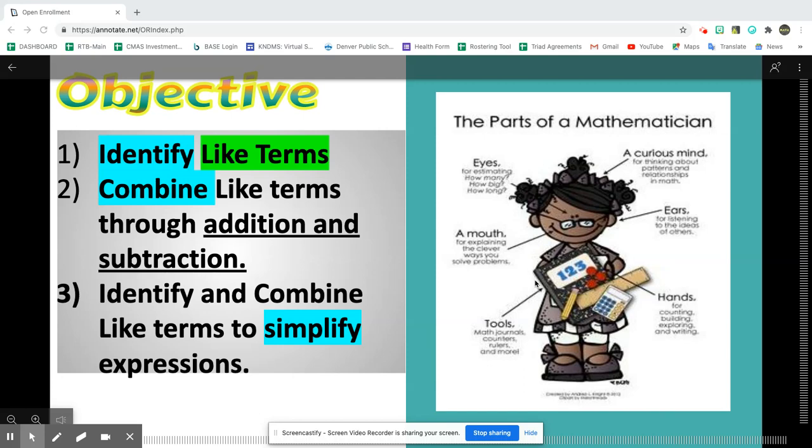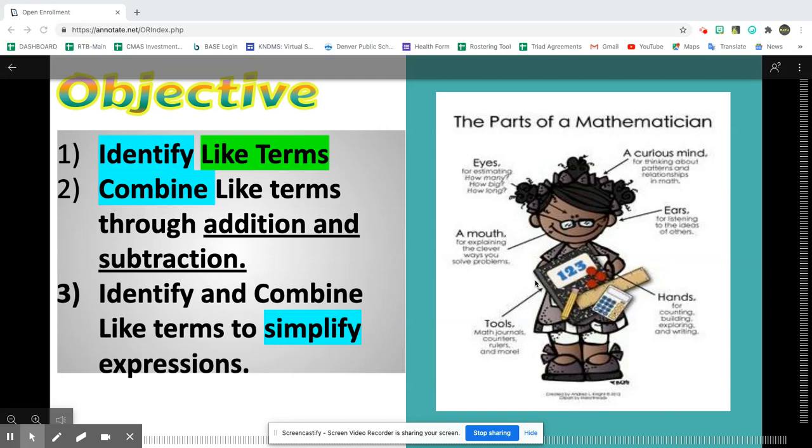Once we can identify like terms, we need to be able to combine like terms. And we do that through addition and subtraction. Specifically in sixth grade, we only really worry about combining like terms through addition and subtraction. As you get to seventh grade, you'll be doing a little bit more complex combining. But for the purposes of this year, you just have to worry about using addition and subtraction to combine like terms. And if you don't know what that means, I'll be able to show you here in just a second.